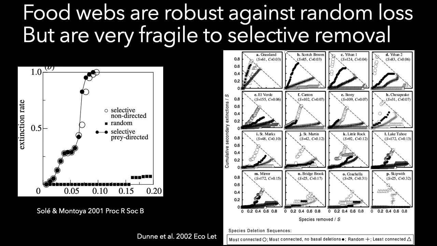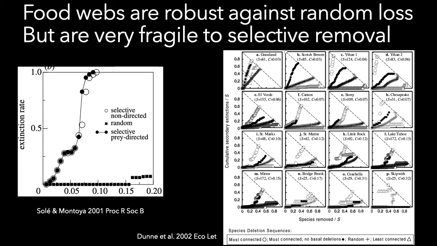The x-axis in each subplot is the fraction of species removed, that is the rate of primary extinction, and on the y-axis we always have the cumulative secondary extinctions divided over, again, the number of species.